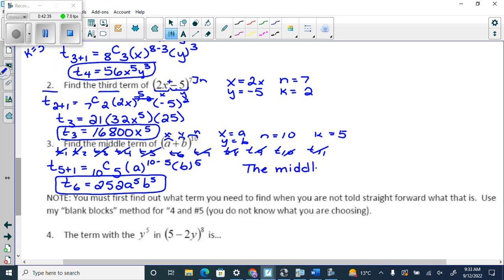They didn't ask me for T6. They asked me for the middle term. The middle term is 252, A5, B5. Okay.